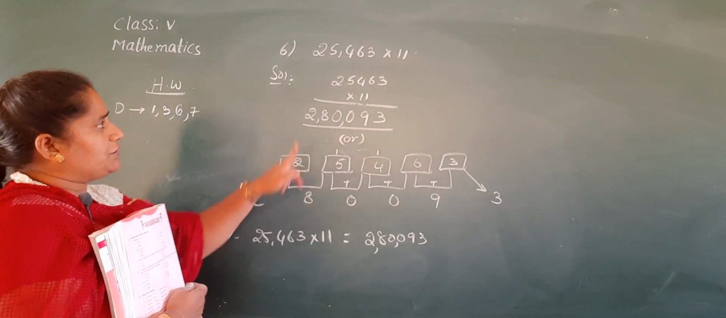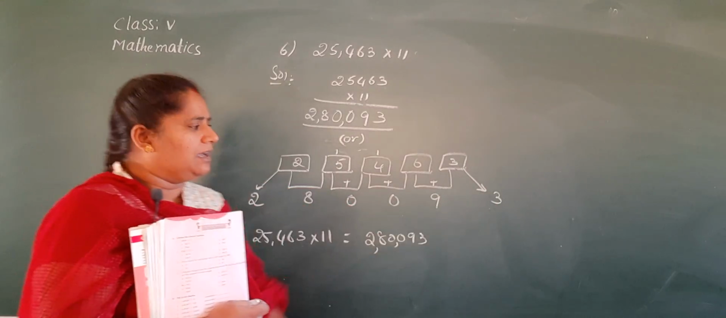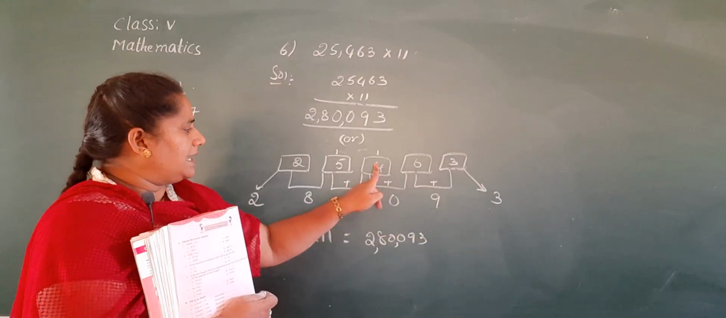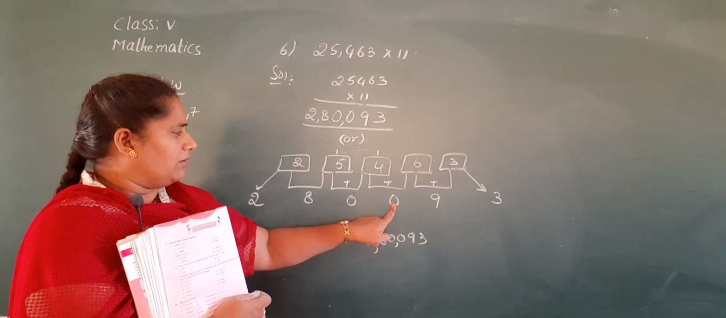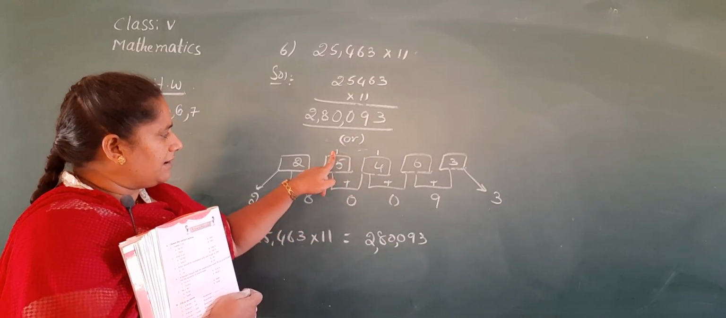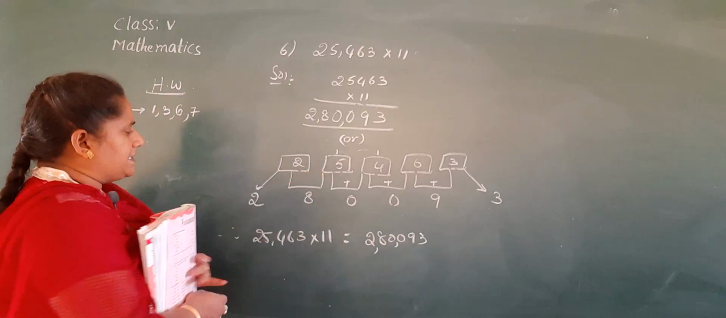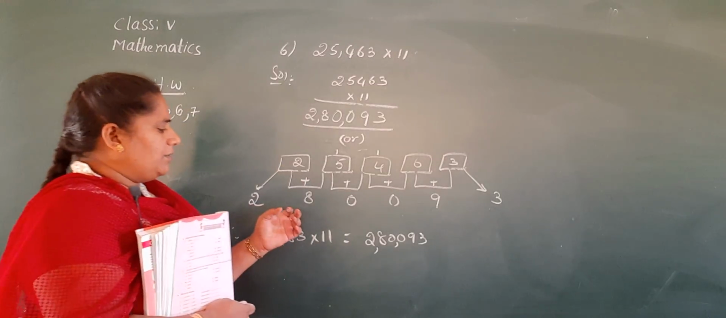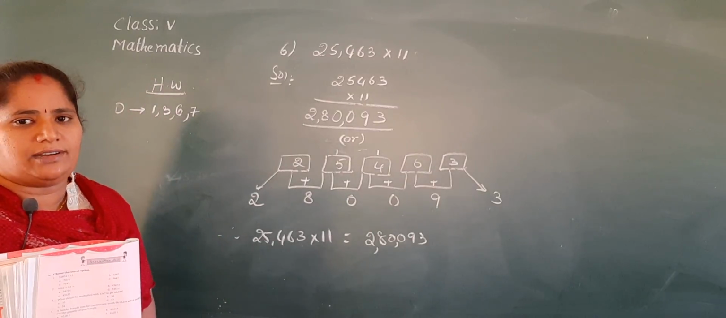Nothing is there, Nana. First you note down these numbers in the boxes and keep the ones place asterisk 3. Now you add these two numbers. 6 plus 3, 9. Next 4 plus 6, 10. 2 digits came down, Nana. 1 up, 0 down. Now 5 plus 4, 9, plus 1, 10. So 1 up, 0 down. 2 plus 5, 7, plus 1, 8. Now we write 2 here. So the answer is 2,80,093. Okay, ma? Is it clear to you, children?